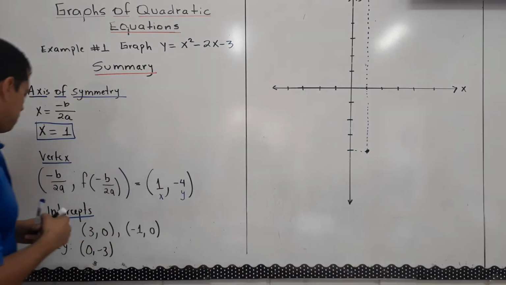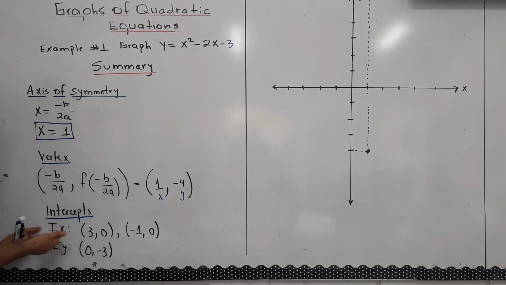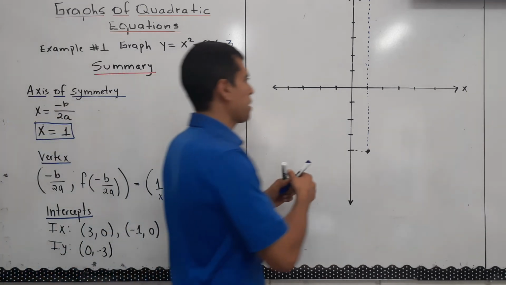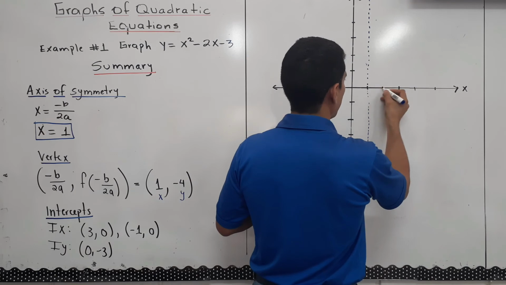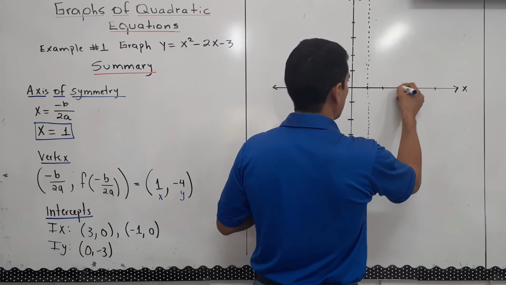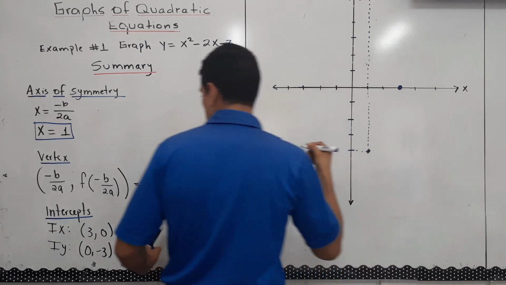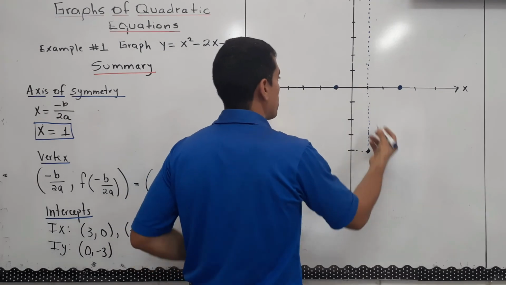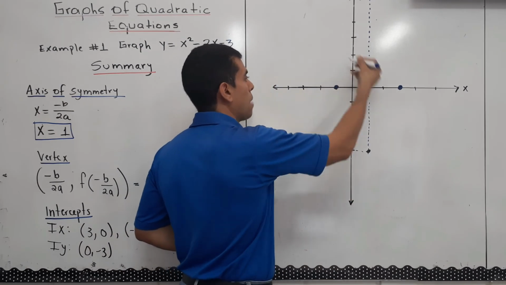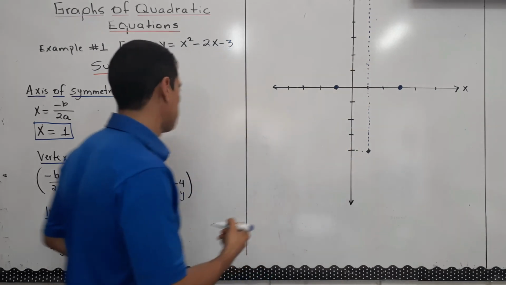Then we are going to graph our intercepts, the intercepts in x and the intercept in y. So in x we have 3 and -1. So let's graph here. Positive 3 is going to be 1, 2, 3. Right here we have positive 3. And then we have -1, which is going to be right here. And remember, this parabola is going to open up since a is positive.